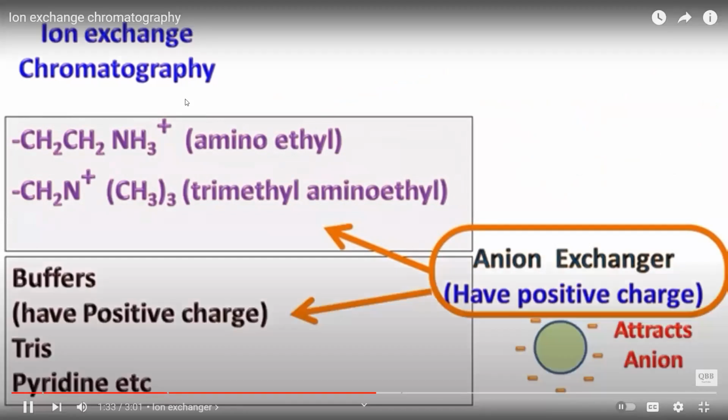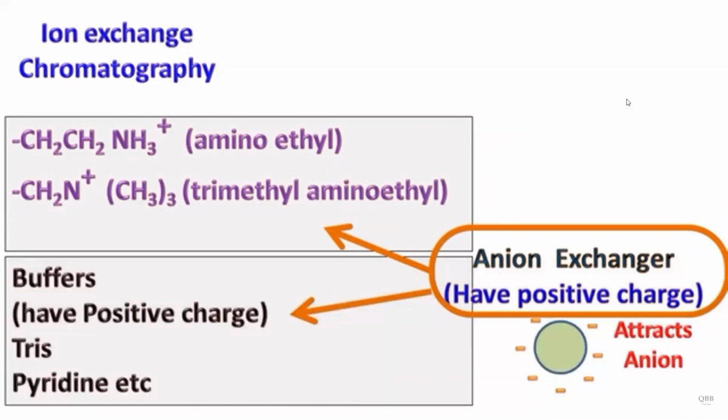The buffers used with anion exchange. These can be your stationary phase because you need a positive stationary phase. These are having this positive charge, so they can be the exchangers, and if they are positive, then the buffers also have to have a positive charge. Exchanger has a positive charge, for example, Tris buffer.